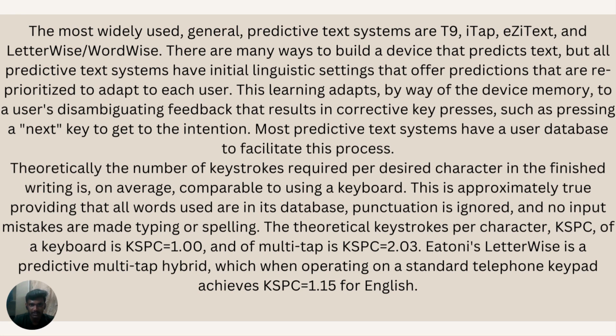This learning adapts by way of device memory to the user's disambiguating feedback that results in corrective key presses, such as pressing a next key to get the intended word. Most predictive text systems have a user database to facilitate this process. Theoretically, the number of keystrokes required per desired character in the finished writing is on average comparable to using a keyboard. This is approximately true providing that all words used are in the database, punctuation is ignored, and no input mistakes are made by typing or spelling.